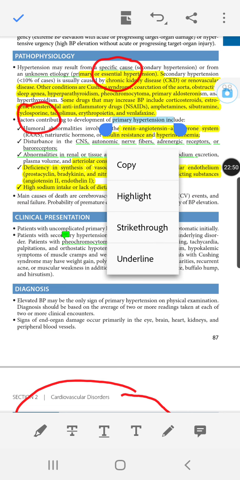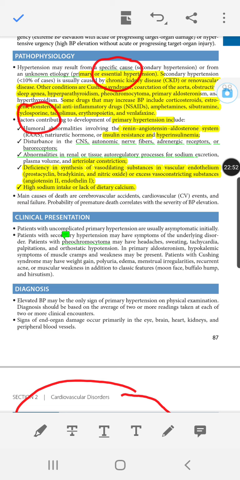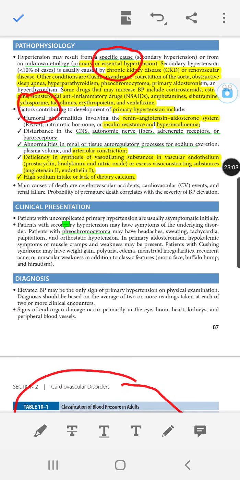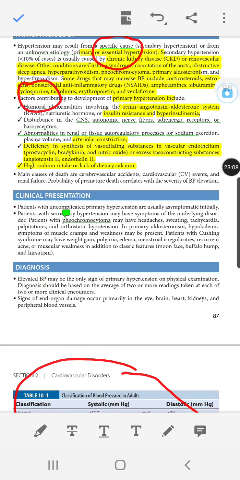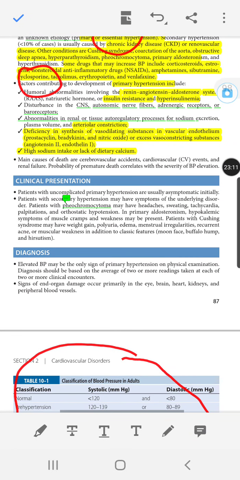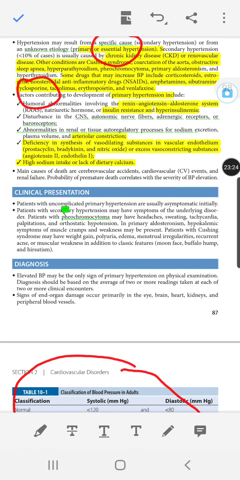And for the primary hypertension, there are other factors. Primary hypertension means etiology unknown. The etiology unknown means maybe there is a problem in your renin angiotensin system, maybe there is a problem in the CNS or ANS, maybe there is a problem in the synthesis of the vasodilating substances, maybe there is a problem in the synthesis of the vasoconstricting substances, maybe you are taking a high content of sodium. So these are the primary causes.